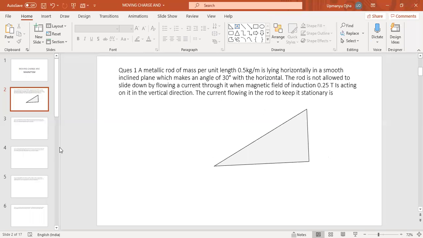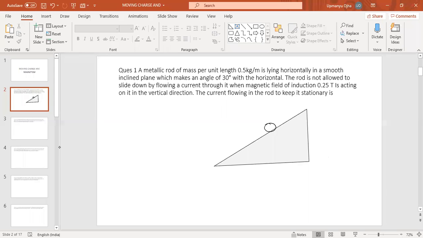On this inclined plane, we have placed a wire or rod horizontally. Horizontally means the rod would be inside the plane. If you draw this figure, the rod would be lying inside the plane. Let us suppose I made the rod by a cross sign. So we can see a rod here, and that rod is horizontal, which means it is inside the plane.